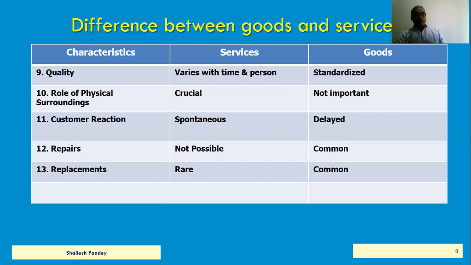The role of physical surroundings. The role of physical surroundings is very crucial in services. Where you are getting the services, at which place, how decorative the place is, is very important. Goods, you can buy from anywhere. You can buy from a small kirana store or you can buy from a mall. That is not going to impact a lot. Customer reaction. In services, it is very spontaneous. As soon as you have the services, you will say, okay, it was good or it was bad. In goods, it is delayed because people will buy, carry the goods home and go and use them. They may use them today or after 3 days or 5 days or 1 month. And after that, they will give you the reaction.